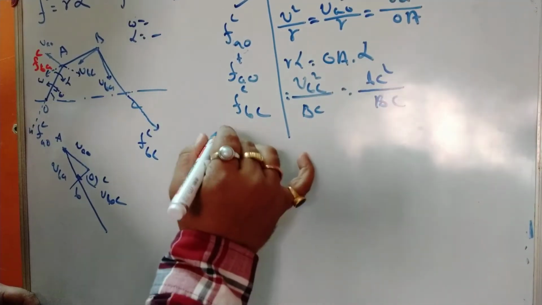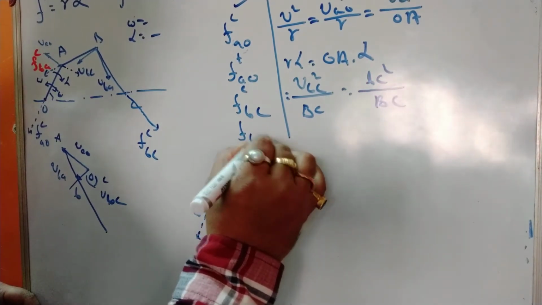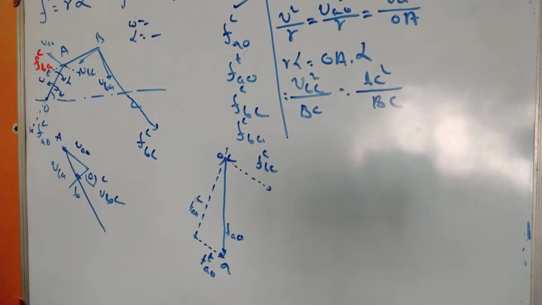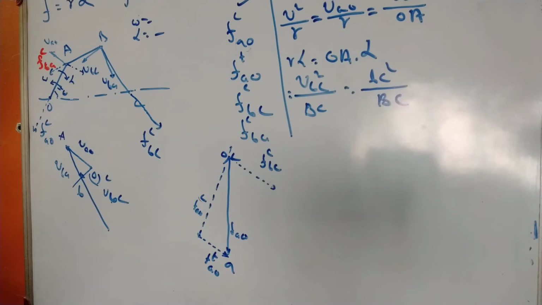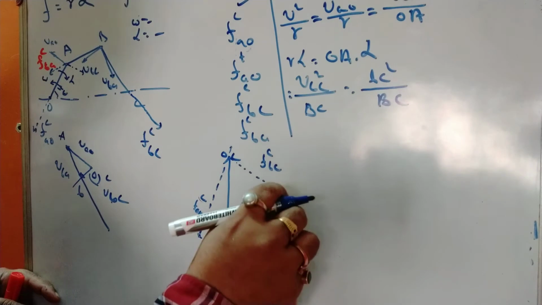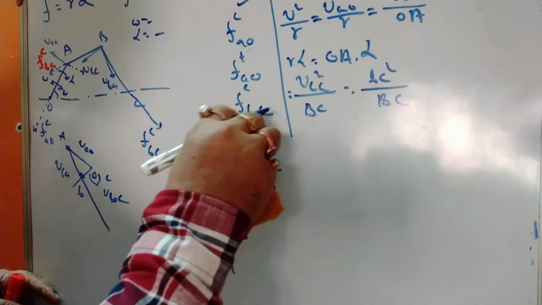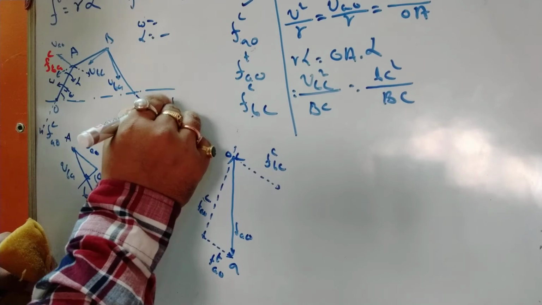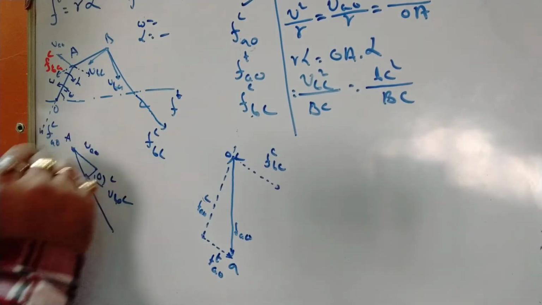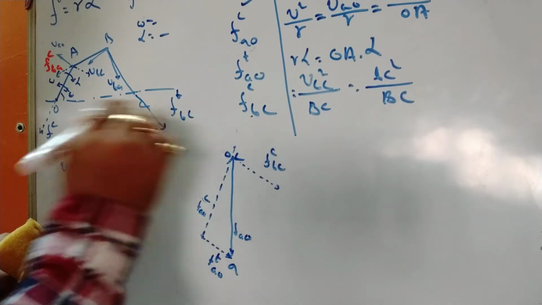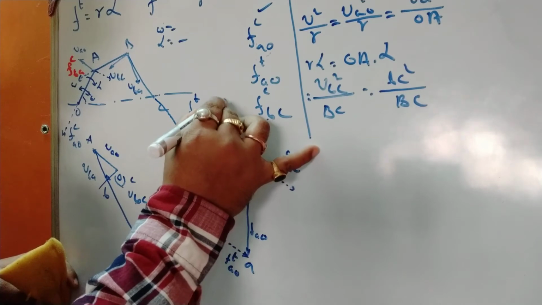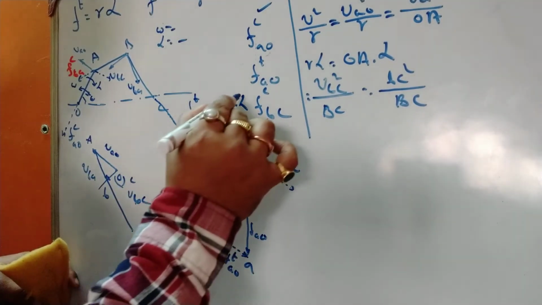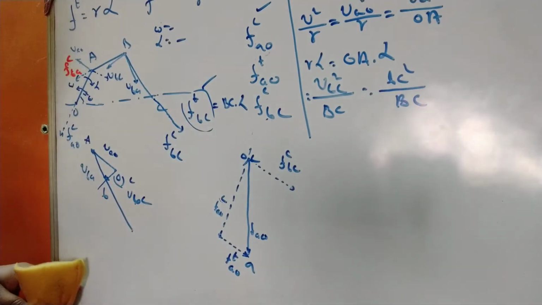Now one thing is that we cannot find out the tangential component of B with respect to C. Why we cannot calculate the tangential value of B with respect to C? Because BC is known to us, but alpha is not known to us. So we cannot calculate this value. So we leave it over here.